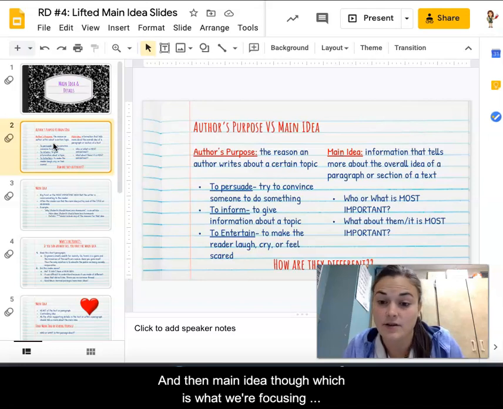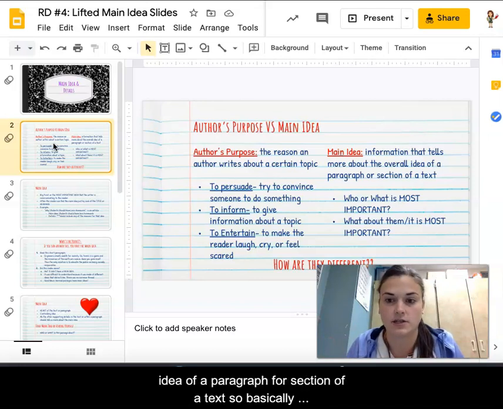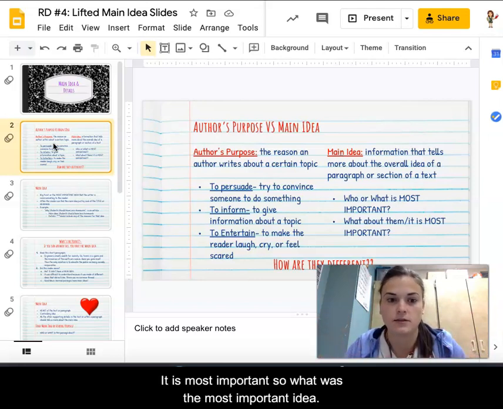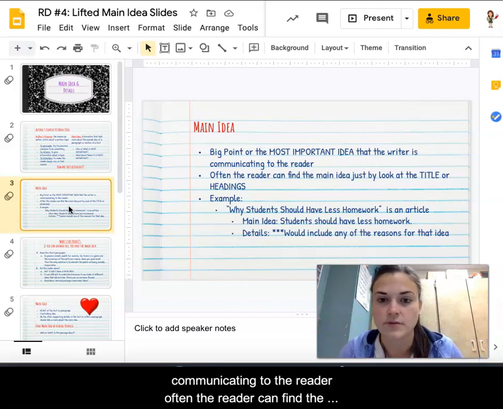Main idea, which is what we're focusing on today, is information that tells more about the overall idea of a paragraph or section of a text. So basically, who or what was most important? What about them or it is most important? What was the most important idea? It's the big point, the most important idea that the writer is communicating to the reader.